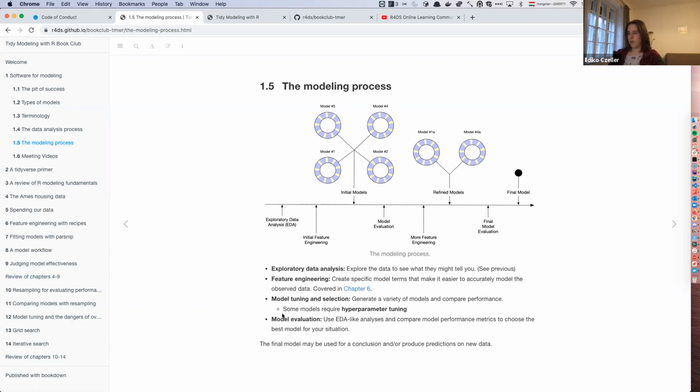Maybe you just publish a research paper about it, or you use it to do some predictions. So this is the summary of the first chapter, and let's have some questions and discussions.